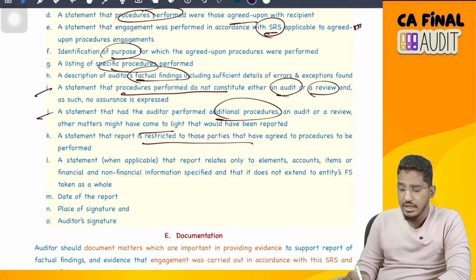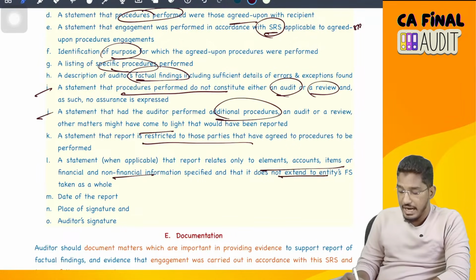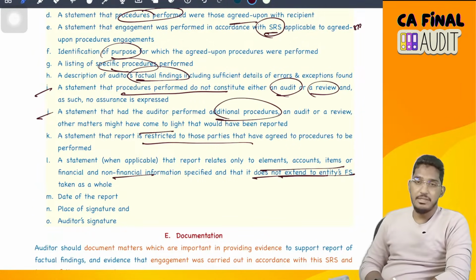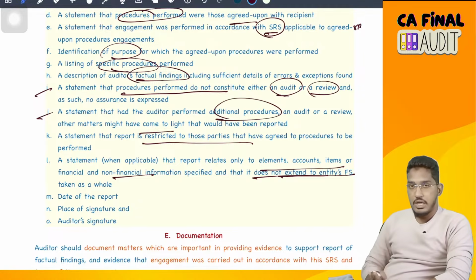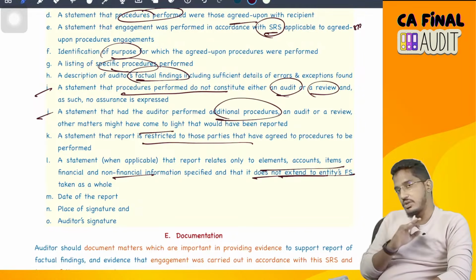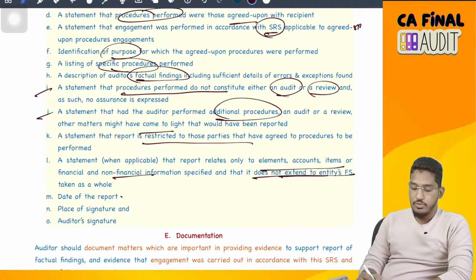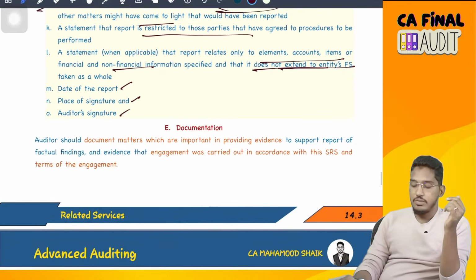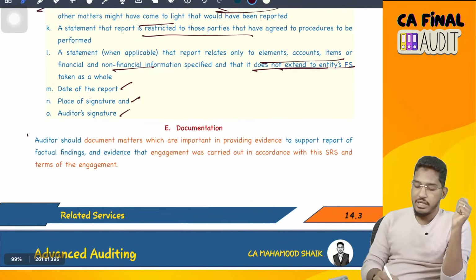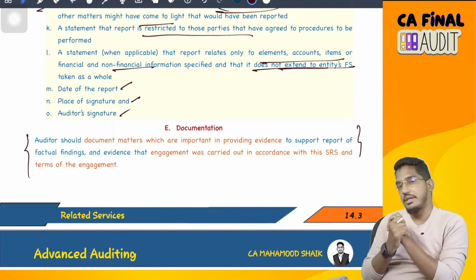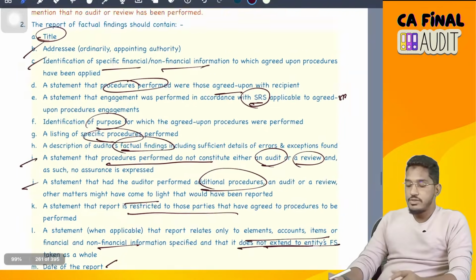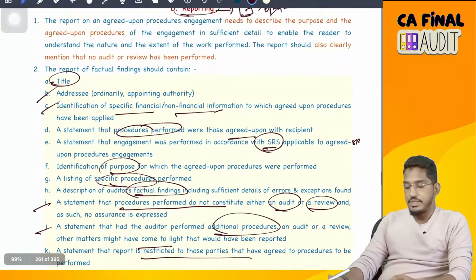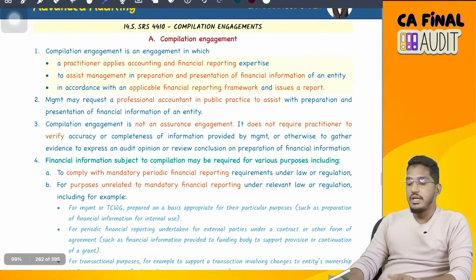And also a statement that the report relates only to specific elements, accounts or items and non-financial information to the extent agreed, and it does not extend to the entity's financial statements taken as a whole. You have to mention that your audit procedures are restricted to only one or two items, not the entire financial statements. Then you have to mention the date, put the signature, and place of signature along with your signature. You have to complete your report. And the way we maintain documentation for audit, even for agreed upon procedures we have to maintain perfect documentation. So this is how we need to perform agreed upon procedures as per SRS 4400.